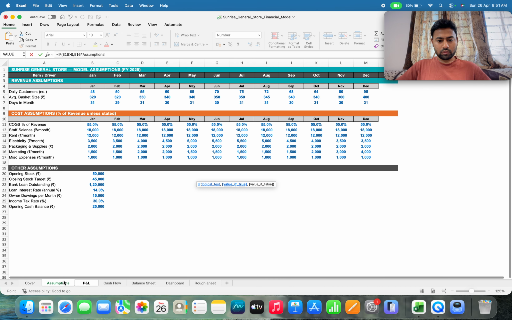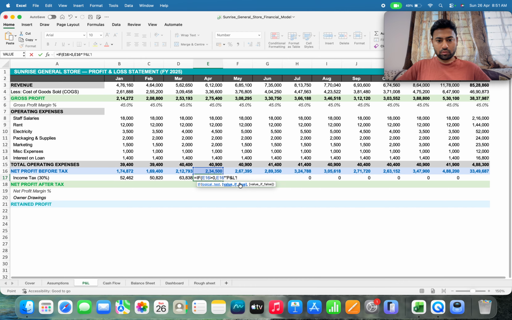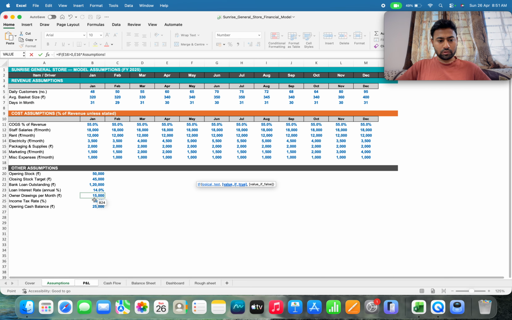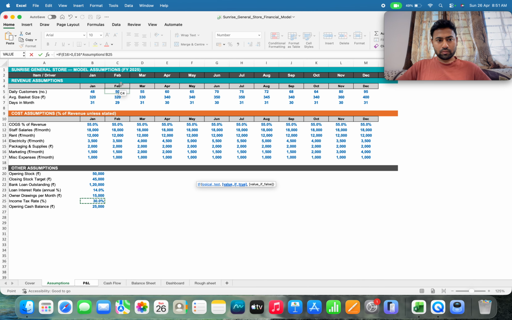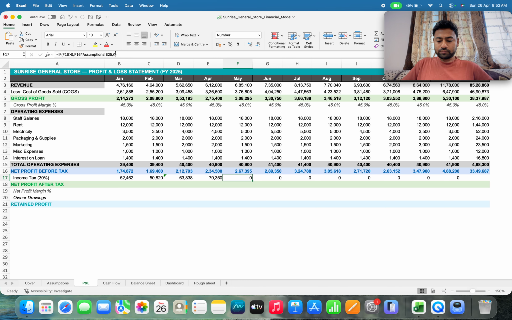Into the assumption sheet, yes, we have to go to the assumption sheet, 30%, comma 0 bracket close. So we can see here that the net profit before tax is this much, and already we have a profit, so we have to pay tax.